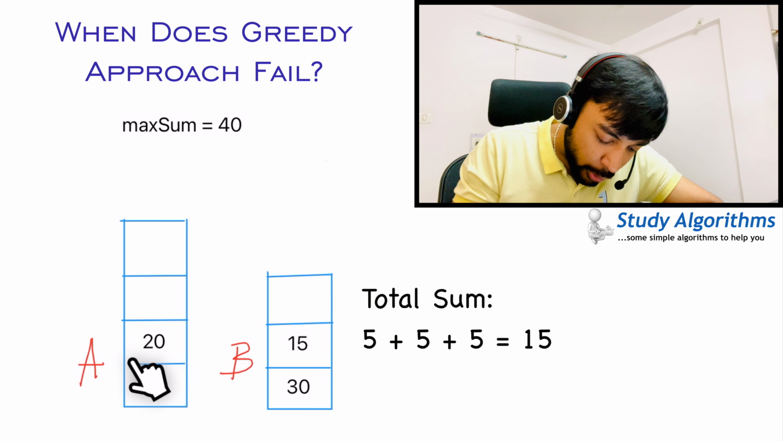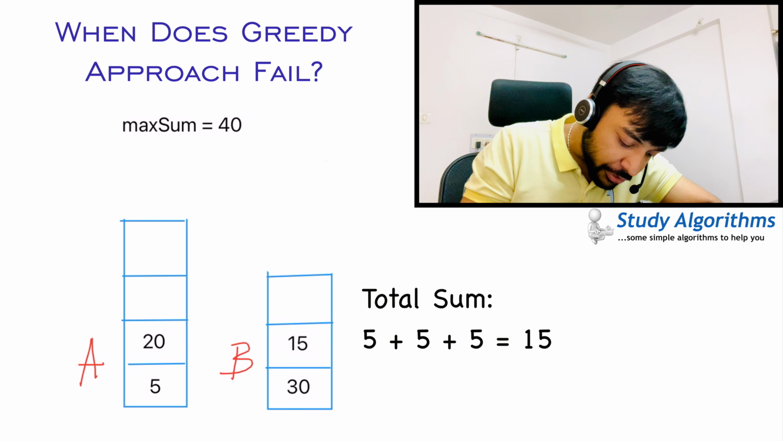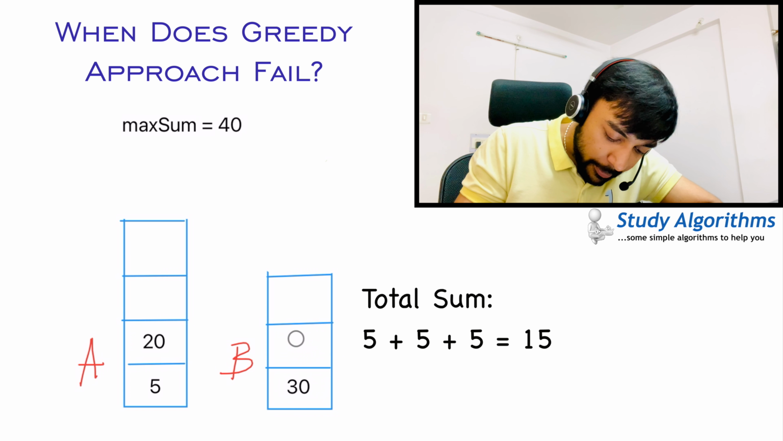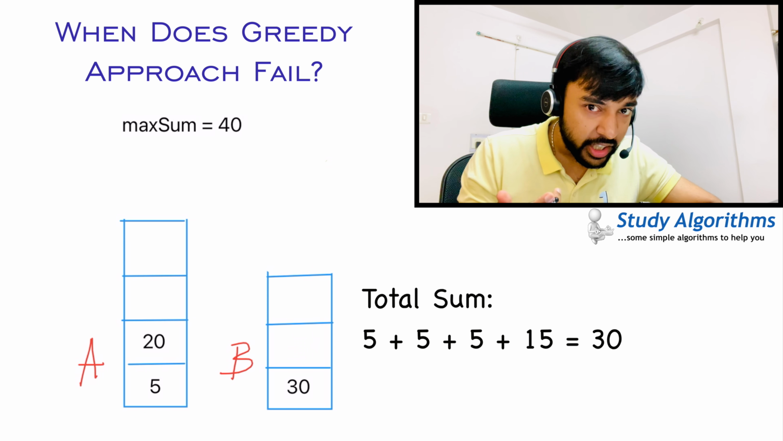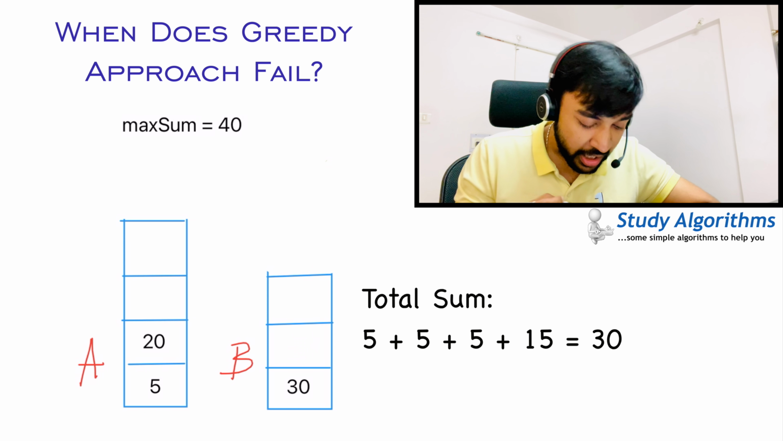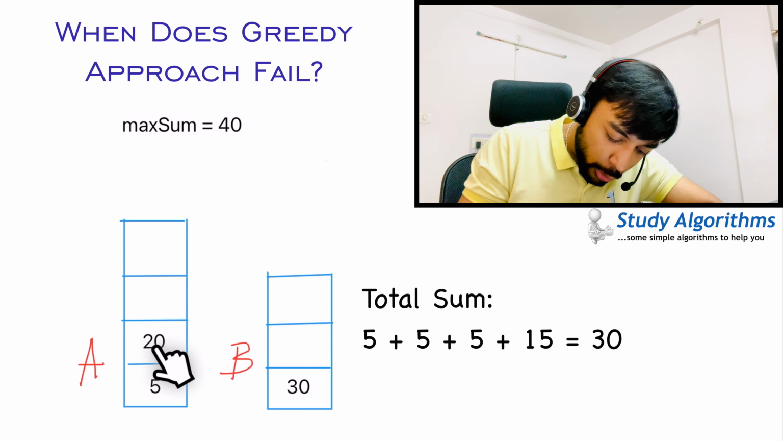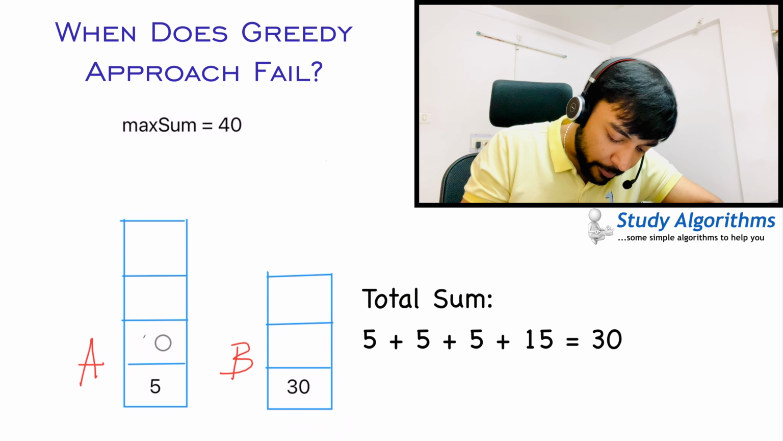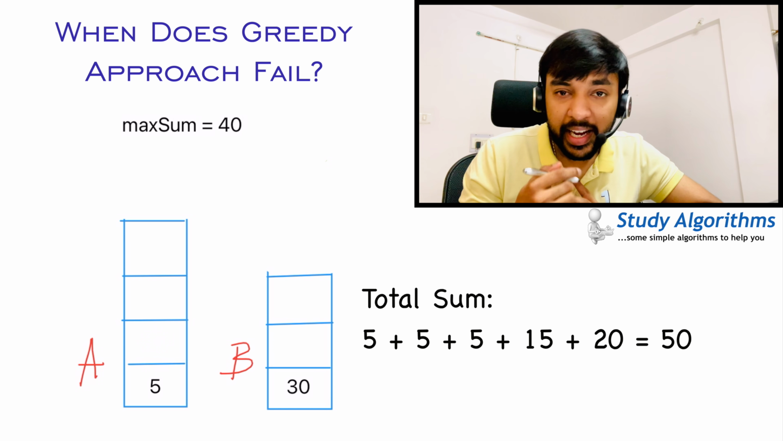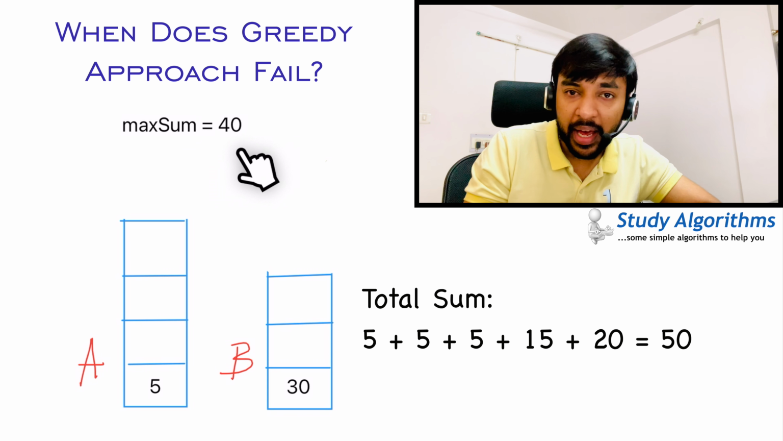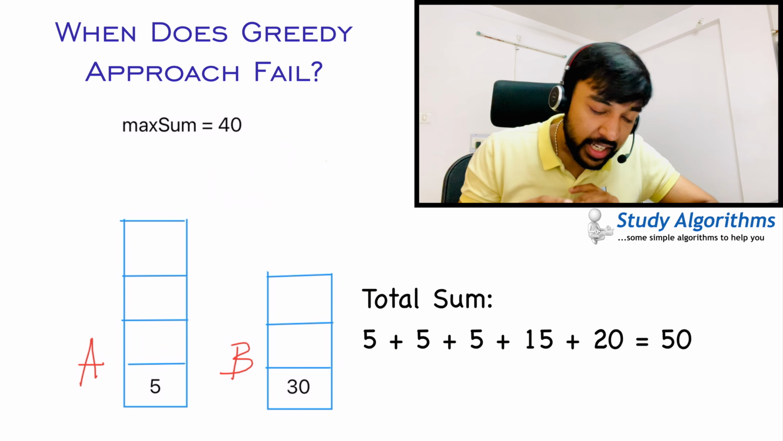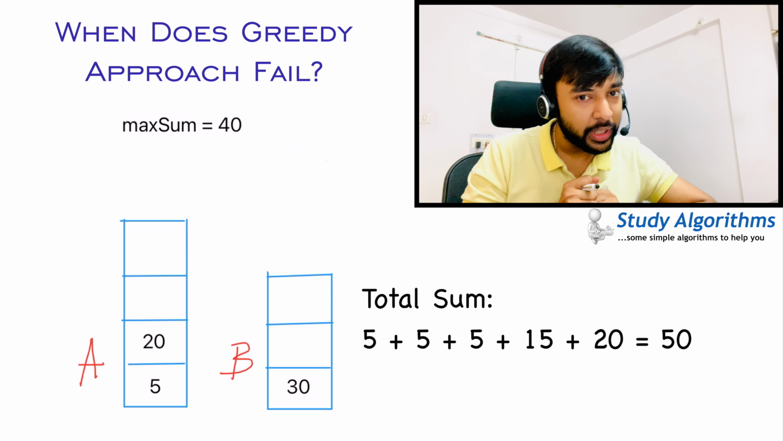Now I compare 20 and 15. You see that 15 is smaller. So I pop out 15. The sum changes to 30. That means I can proceed ahead. So I would be comparing 20 and 30 now. Out of these, 20 is smaller. I try to pop it out, and hey, the sum exceeded my max sum. It is 50 now. That means I couldn't pop 20, and hence I would put it back into my stack.